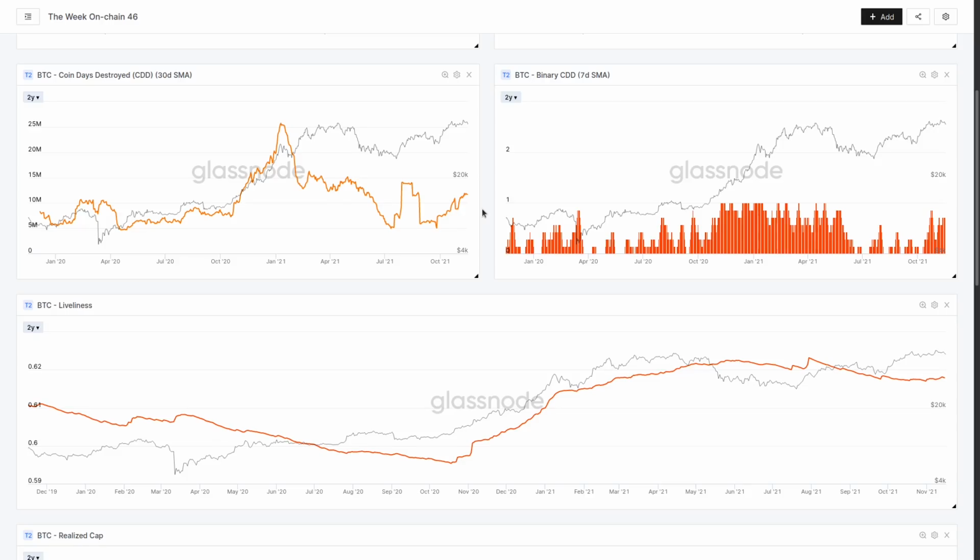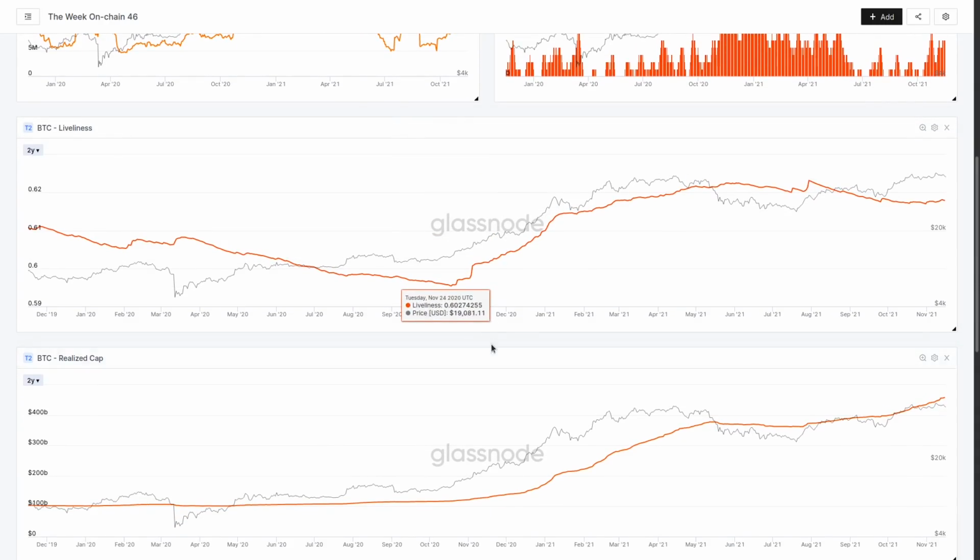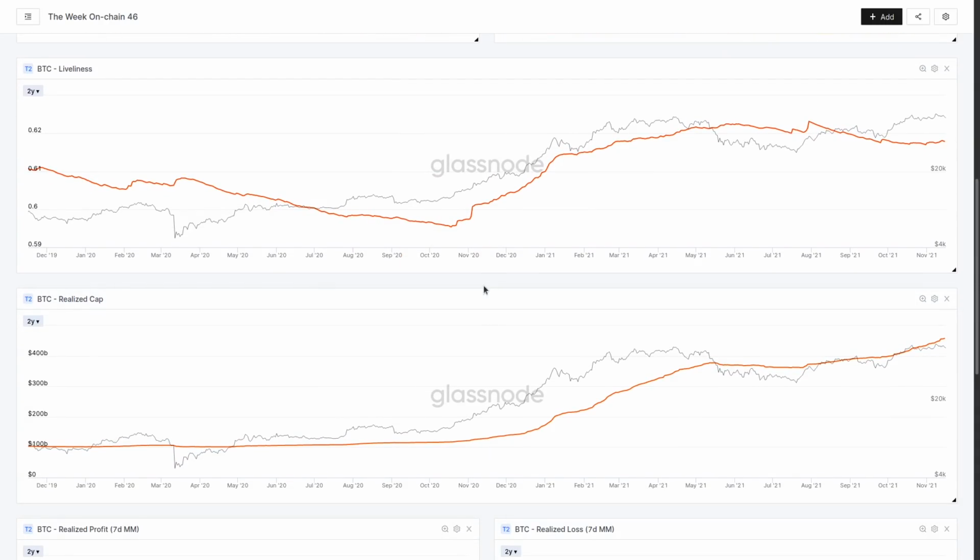This is typically what we see in these market cycles. So it's kind of interesting to watch this transition play out. And what we can also then look at is these are two very, very big picture metrics. We have here liveliness and the realized cap. And I've actually put these in large screens so we can look at how they behave relative to each other, because we'll see a couple of interesting trends show up here.